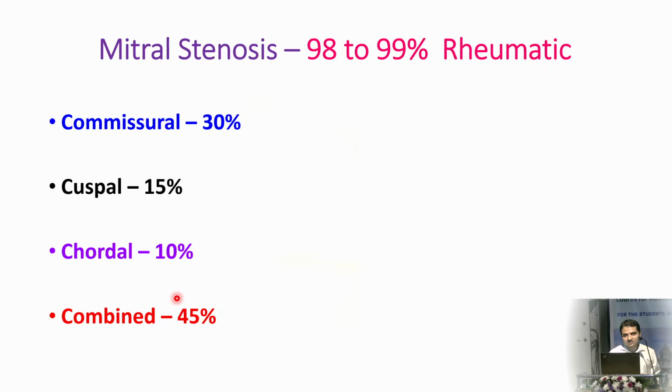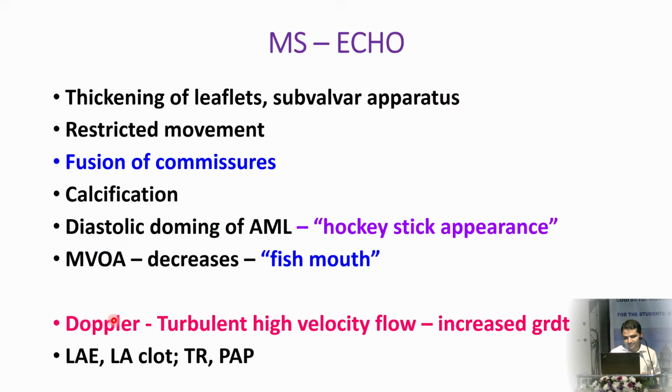So mitral stenosis, in 98 to 99% of the times, is due to rheumatic etiology. Only 1 to 2% can be due to other causes like congenital mitral stenosis or mitral annular calcification, or it can be radiation related. So that is quite rare. Most of the time it is due to rheumatic heart disease. And in rheumatic heart disease, the mitral stenosis is predominantly because of commissural fusion. That is the most common mechanism. Apart from that, it can be due to cuspal fusion, chordal fusion, or it can be combined.